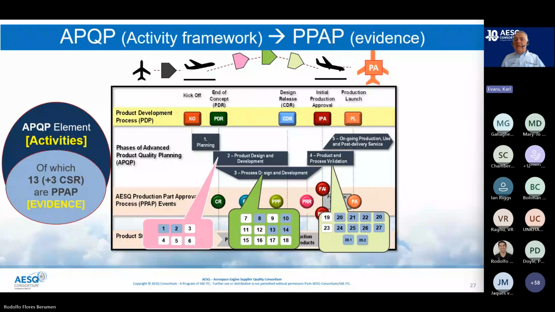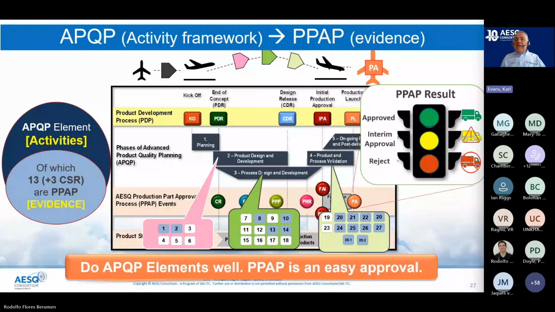It's giving us evidence. PPAP is not the deliverable. It is a check on what's required. And its role is a point in time to understand, based on the result, the disposition, what should be taking place next in terms of ongoing delivery. But the key message I really want to leave with people is think about the APQP elements, do them well, and PPAP's an easy approval. If you're not doing APQP well, that's why PPAP is hard to get a pass. So if we can just go to the final slide now, please.